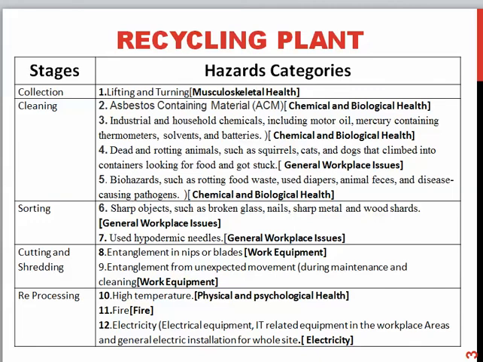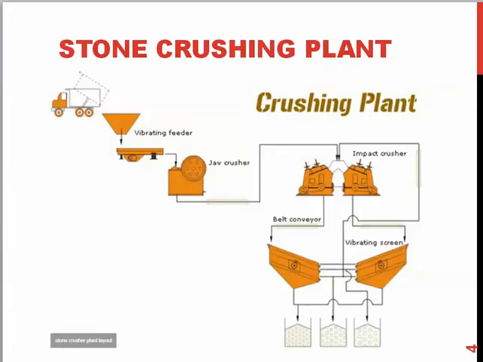So now we have another example, that is a stone crushing plant, or you can even say a crushing plant. Here I have shown an overview of a crushing plant. There is a vibrating feeder, jaw crusher, impact crusher, belt conveyor, vibrating screen. So we will discuss hazards for each and everything.